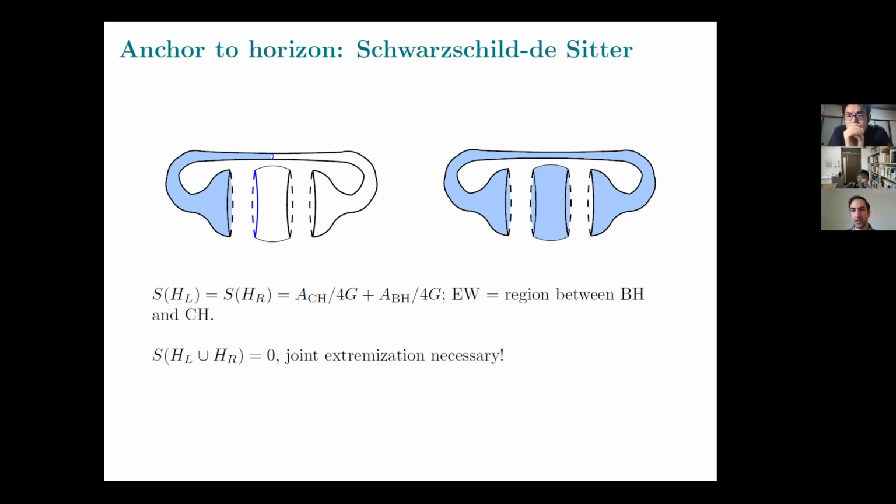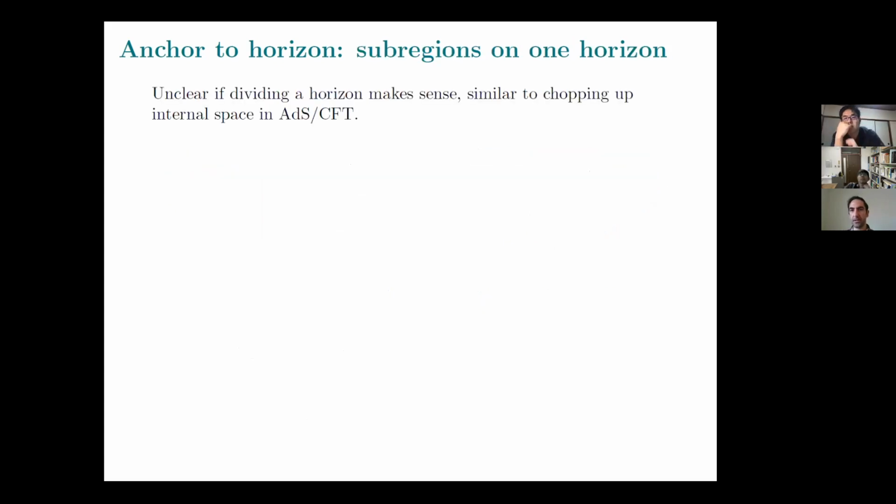a trivial surface. So when you actually do this extremization on H left union H right, you need to remember that you can't always extremize independently. It's really a single extremization. You find the global minimum over all possible surfaces. And in this case, the global minimum is clearly the trivial one. Okay, so those are still a little bit trivial.